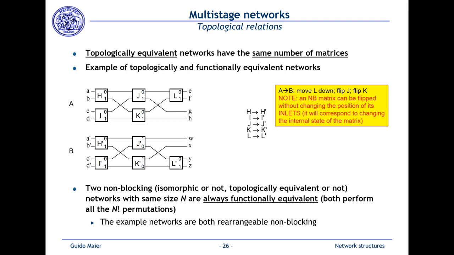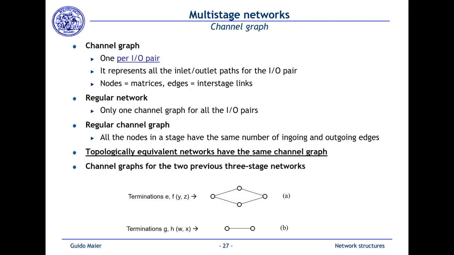So, for example, if we take the pair E, it is here, and if we take the termination E, it is here, and we try to connect it to, for example, inlet A, that is here. We have two paths. One is this, and the other one is this.